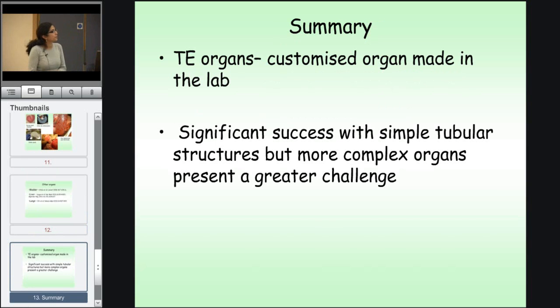So what have we said so far? A tissue-engineered organ to date is one that is being customized, is a customized piece of tissue which is grown in the lab. We've had significant success with very simple structures, which are tubular, for example, the trachea, but more complex organs, for example, the heart and bladder and liver, present a greater challenge.